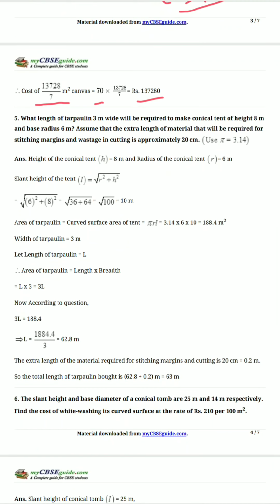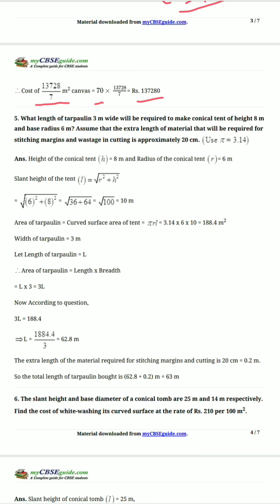Question number 5 is, what length of tarpaulin 3 meter wide will be required to make a conical tent of height 8 meter and base radius 6 meter. Assume that the extra length of material that will be required for stitching the margins and wastage in cutting is approximately 20 centimeter. Now here the question is that we have to make a conical tent with the help of tarpaulin cloth, and we have to find the length of the cloth whose width is 3 meter.